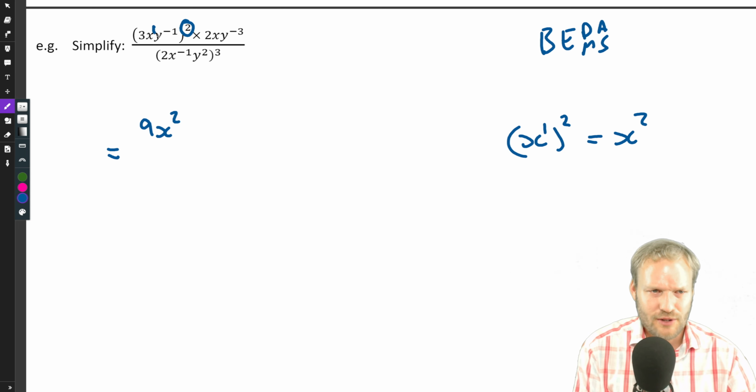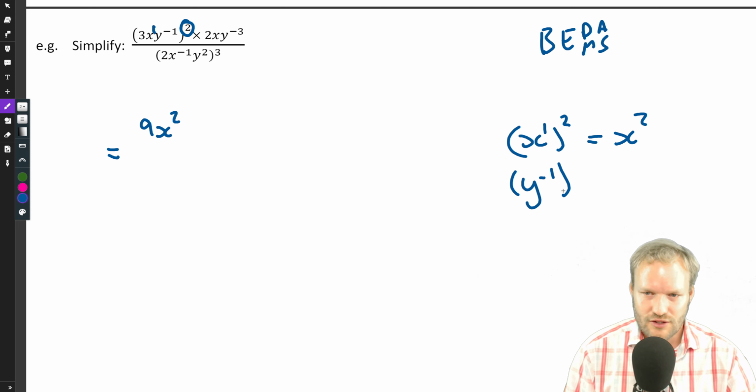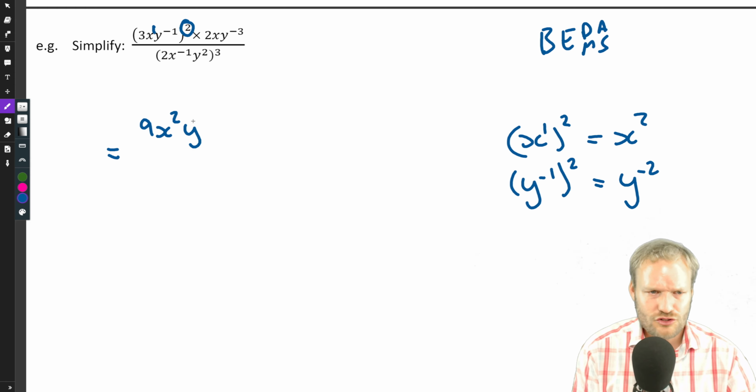Okay, then the next part is y to the minus 1 squared. So we're just looking at this aspect over here, squared. And we just need to multiply exponents, y to the minus 2. Okay, so just one exponent law at a time. Then we still need to multiply that by 2xy to the minus 3.